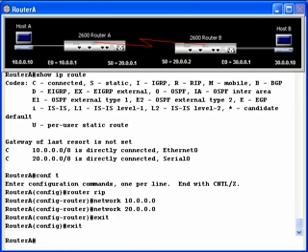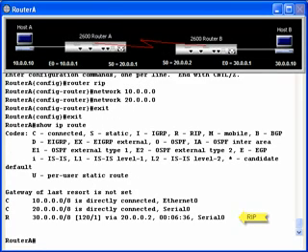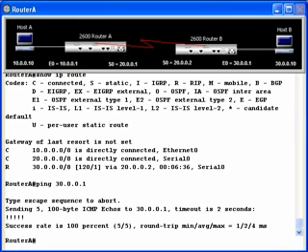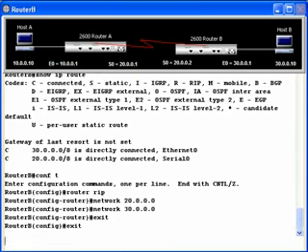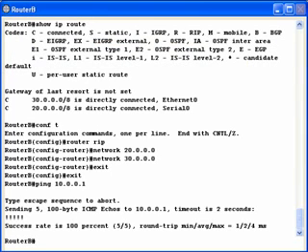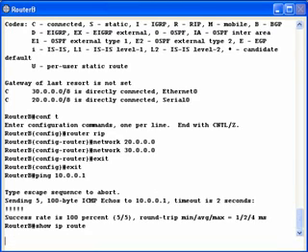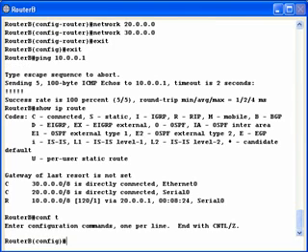Exit. Show IP route. The R indicates the RIP protocol. Ping 30.0.0.1. The ping is successful. And from router B, ping 10.0.0.1. The ping is successful. Similarly, show IP route on router B shows the use of the RIP protocol. This completes the RIP protocol. Now let's move on to the IGRP protocol.